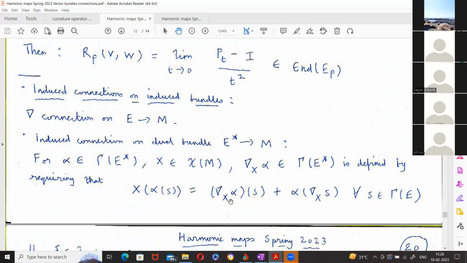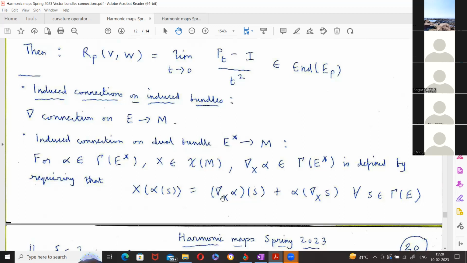Because my nabla X of s is already given, and this X of alpha s is also given. So that means that this nabla X alpha applied to any section s of E is uniquely determined by my connection on E. That determines nabla X alpha applied to any section s.